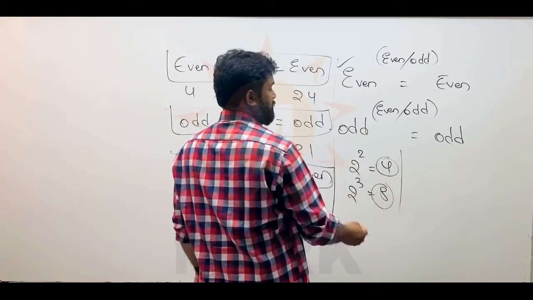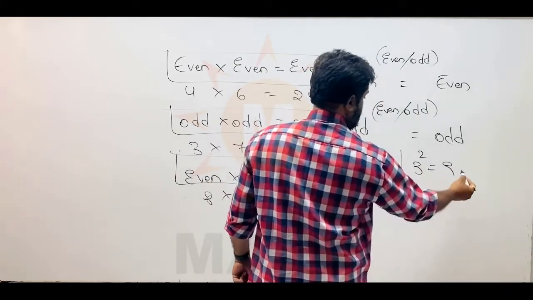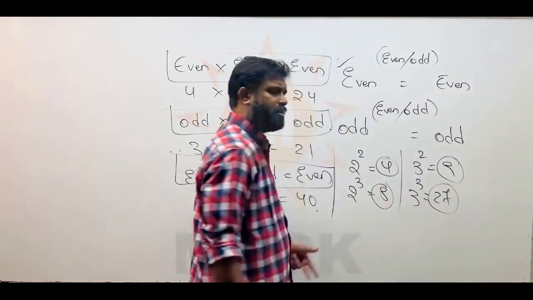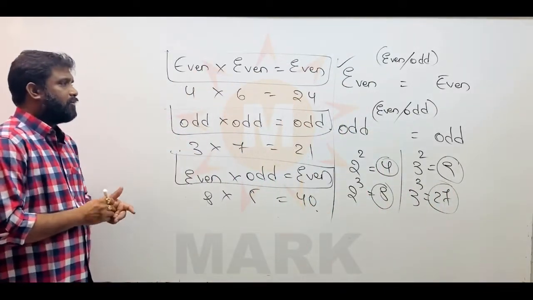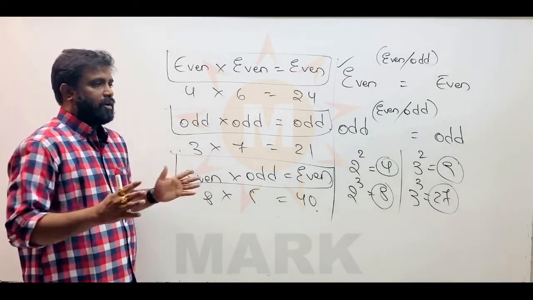So if you take odd number, I am taking 3 to the power of 2, that is equal to 9, that is an odd number. Okay, 3 to the power of 3, that is equal to 27, that is also an odd number. So obviously we have proved and checked all the rules. Now we shall go into an important doubt.